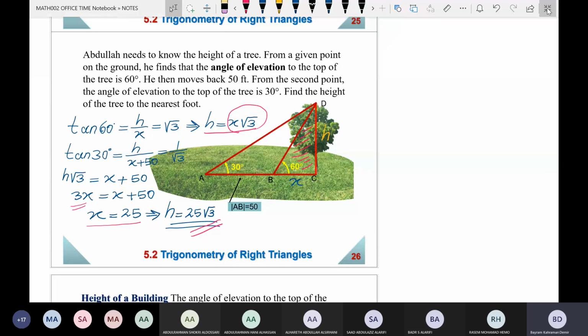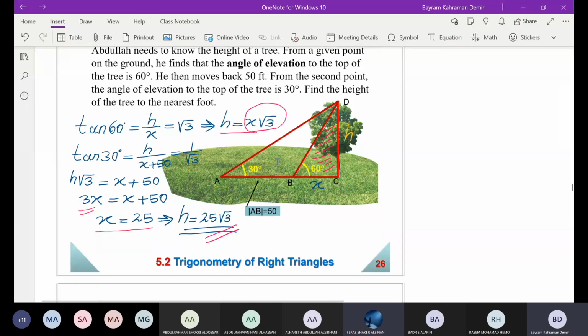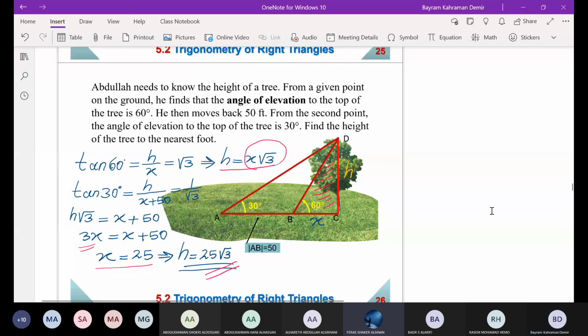Doctor, how did you write the third line? This question in the third line, how did you write it? 1, 2, 3. H times root 3 equals x plus 50. Yes. Cross multiply like this. Okay, thank you. Right, perfect.